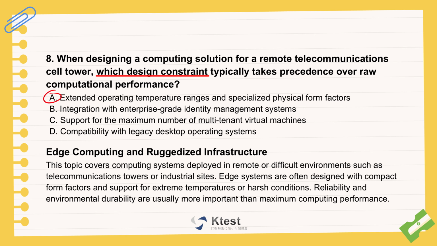The system must physically throttle its own CPU just to keep from failing. The passive heatsink essentially replaces the gigahertz. Environmental survivability entirely dictates the architecture. The knowledge point is edge computing and ruggedized infrastructure.